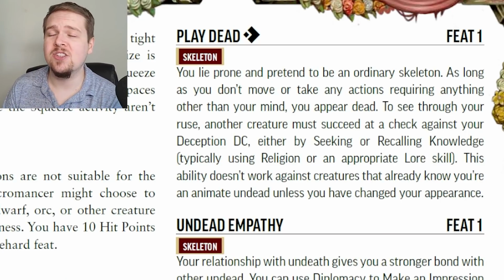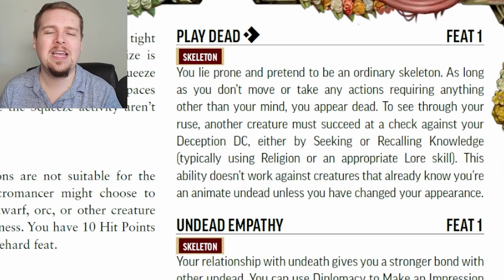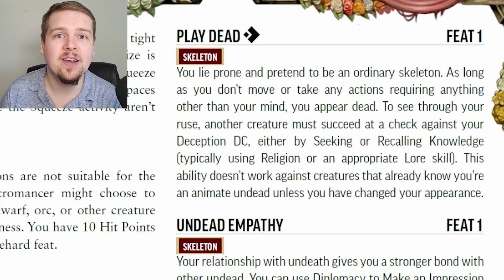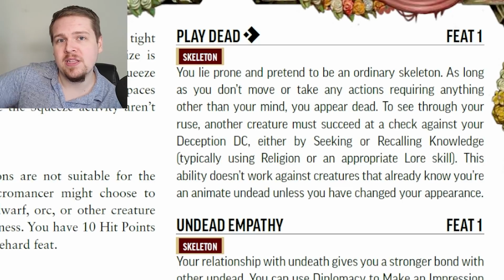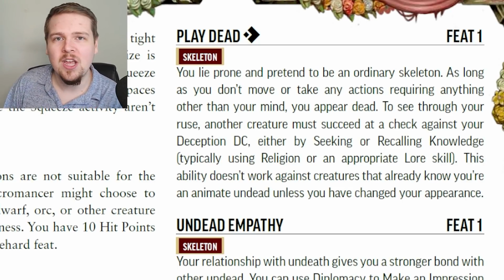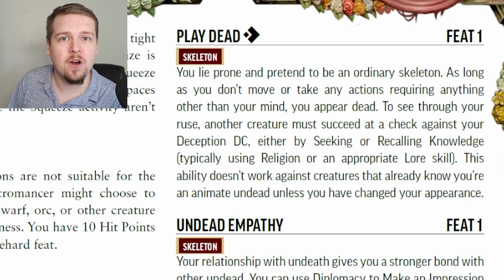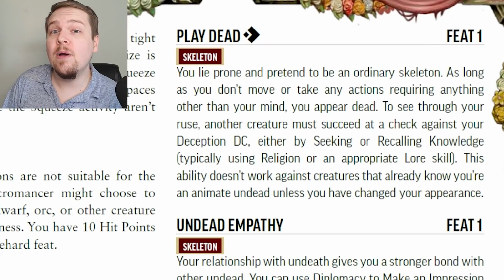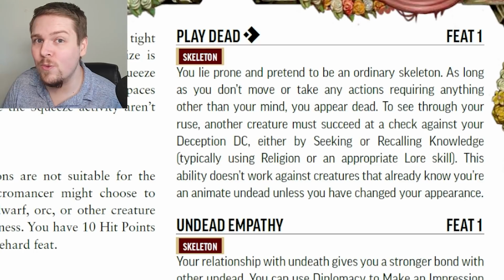Play dead is honestly kind of broken. For a single action, you play dead. You fall to pieces, you lay there completely still, and as long as you don't take any move actions or any real physical actions, you cannot be discerned from a normal skeleton. You know, a non-living one. Unliving? Non-unliving skeleton?